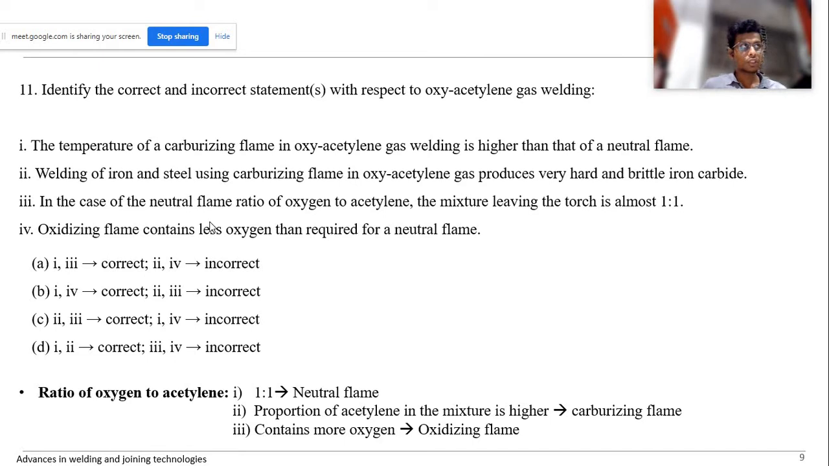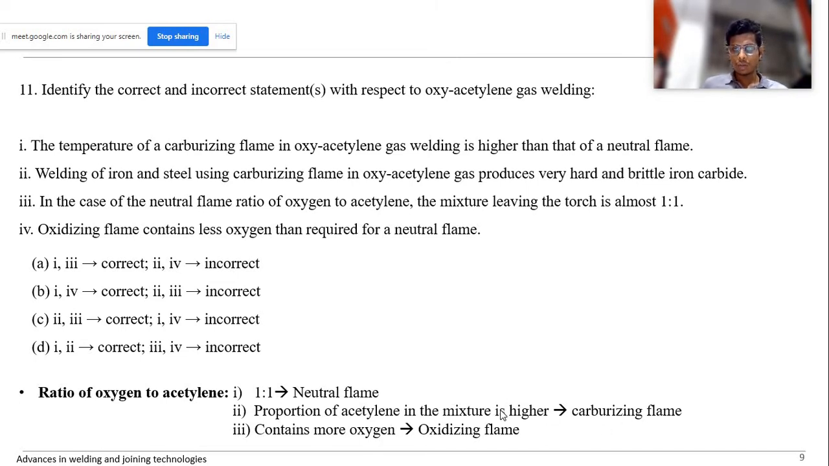So the question is, identify the correct and incorrect statements with respect to oxyacetylene gas welding. Before looking into the question, we'll understand that in oxyacetylene welding there will be a neutral flame, a carburizing flame, and an oxidizing flame. In a neutral flame, the ratio of oxygen to acetylene is 1:1, so it's called neutral flame. However, in a carburizing flame, the proportion of acetylene is more, so there will be excess carbon also, so it's called a carburizing flame. And next, in an oxidizing flame, as the name suggests, the proportion of oxygen will be more, right?